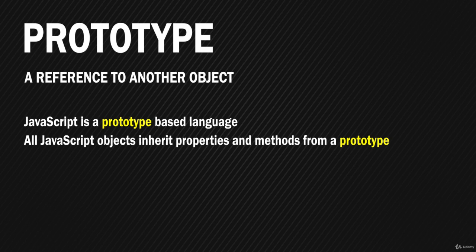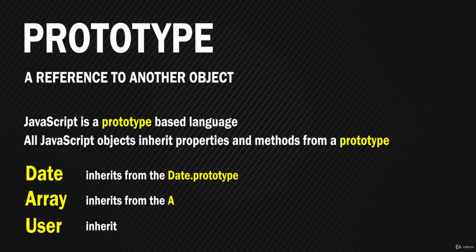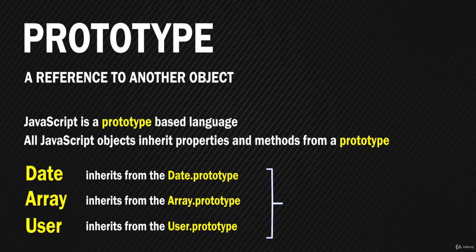What do I mean? Well, take date, take array. What about even a custom object that we create, user? Well, they all inherit from the associated prototypes, if they have one. And all those prototypes, in turn, inherit from the overarching JavaScript object prototype. Remember, we've even used that inbuilt JavaScript object many times in our examples.